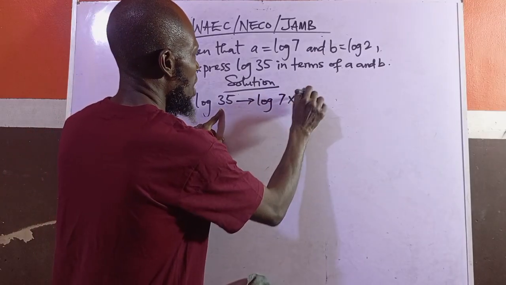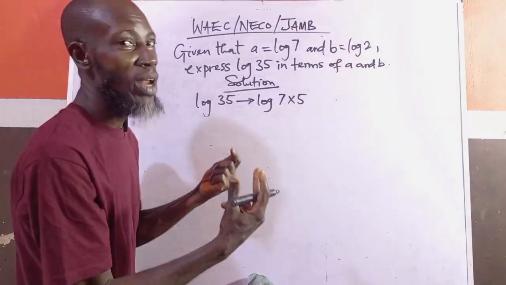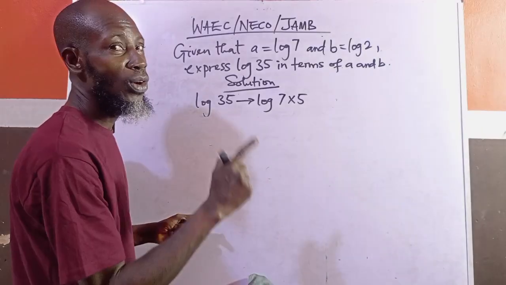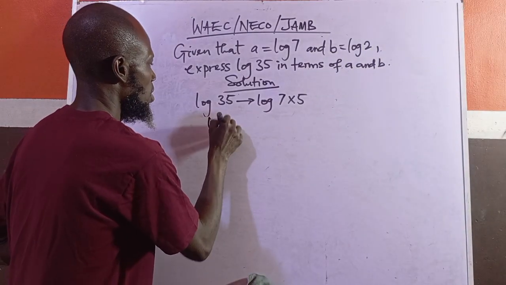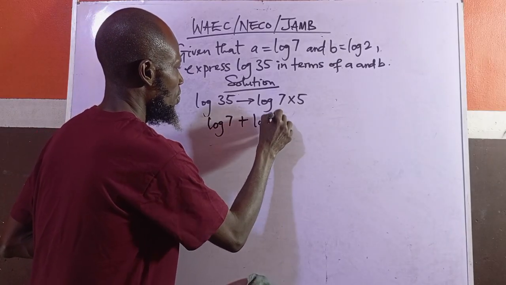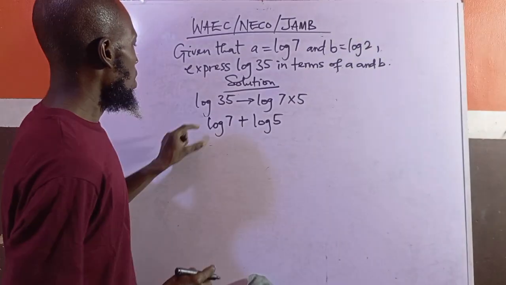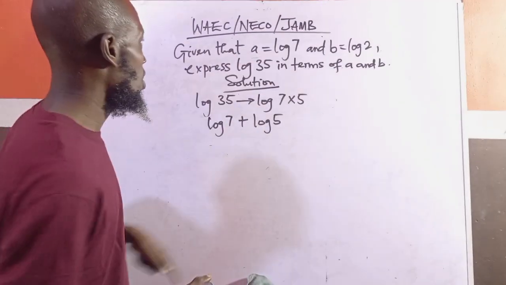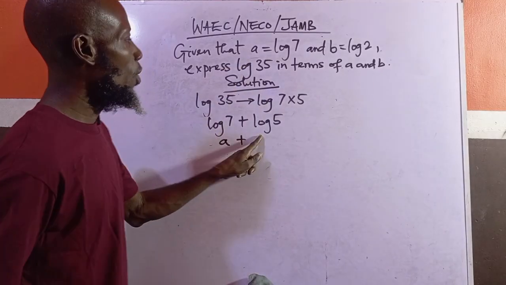7 times 5. 7 times 5, that's 35. So here we are going to apply multiplication law of logarithm. So log 7 plus log 5. That's multiplication law. Now, for log 7, so A is equal to log 7. So where we see log 7, we put A there plus log 5.